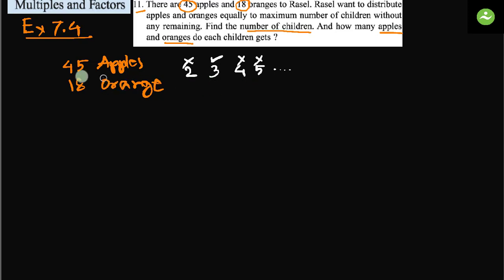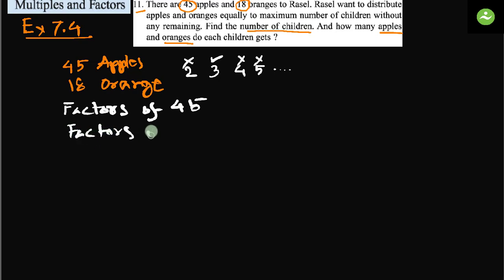But what is this method? The numbers that divide 45 and 18 are actually factors of 45 and 18. So we have to find the factors of 45 and factors of 18.